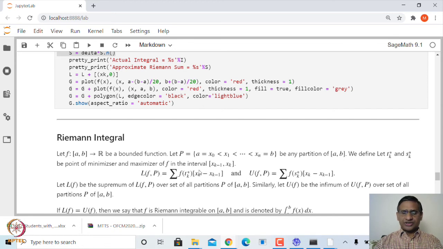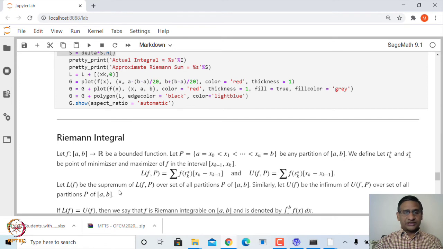Similarly, instead of x k star, if you take the point where the maximum of the function occurs, and this maximum and minimum will occur because we are considering f to be bounded. For existence of the integral, we assume that f is bounded on the interval a b, and so you consider this L f p and U f p for each of these partitions, and take all such lower Riemann sums and upper Riemann sums for all possible partitions, the set of all partitions, and then you define what is called the supremum for L f.